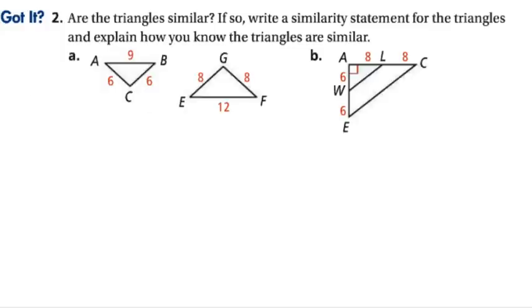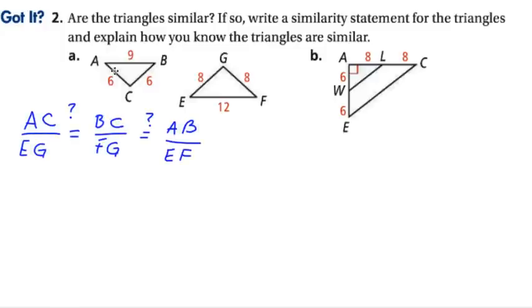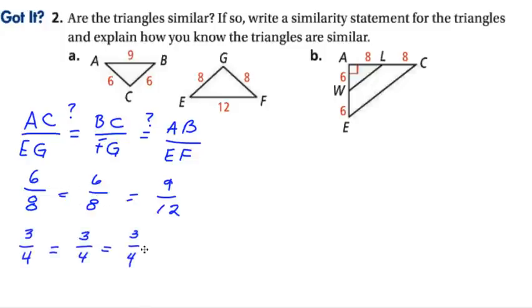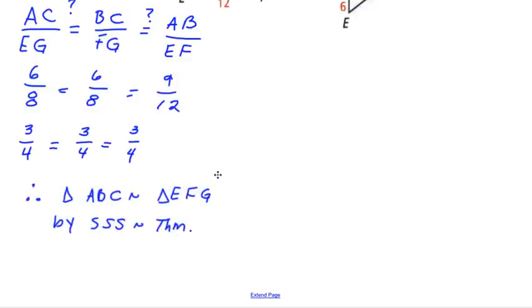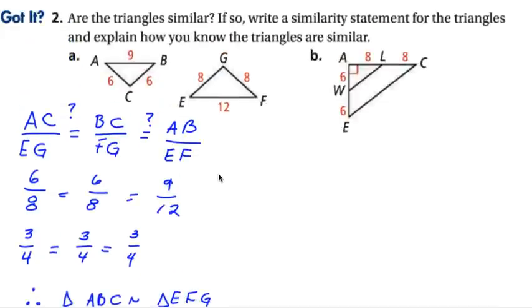All right, hope you gave those a try. For the first one here, letter A, we're going to compare AC to EG, BC to FG, and then AB to EF. And when we put the numbers in there, we get a ratio of 6 to 8, 6 to 8, and 9 to 12. They all reduce to 3 to 4. So therefore, in this example, those definitely are similar by side, side, side.